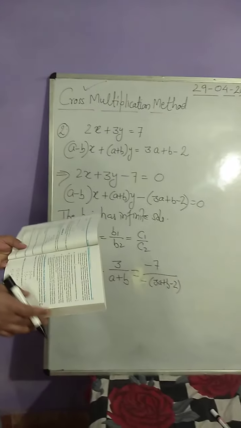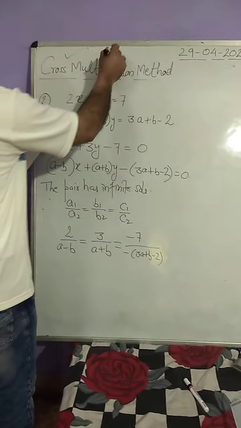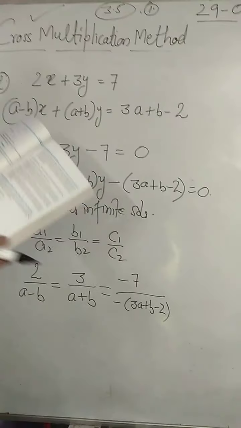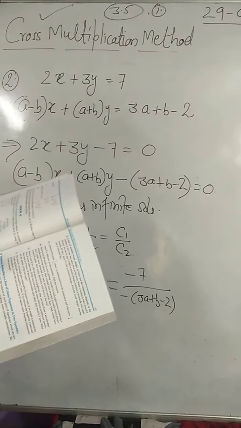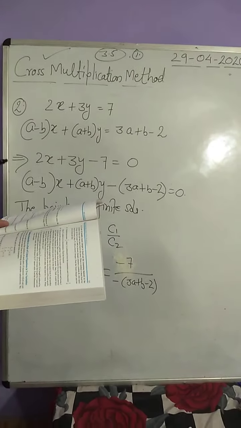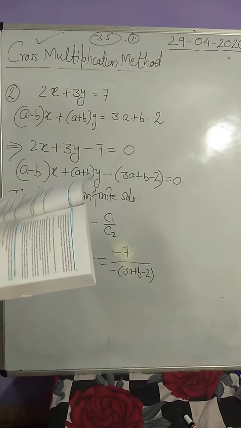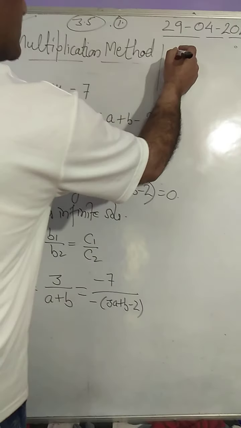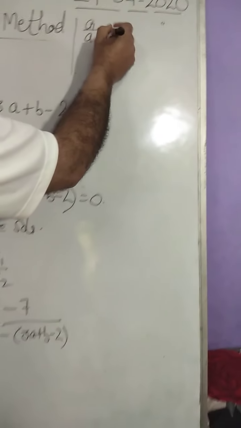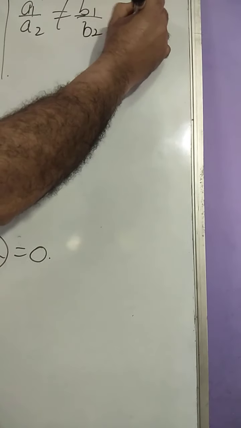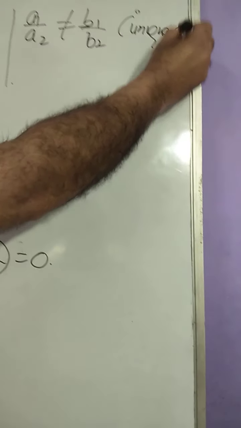Now we'll discuss question number 1 of exercise 3.5. The question is: which of the following pairs of linear equations has a unique solution, no solution, or infinitely many solutions? How do we know which type of solution the pair has? Remember those ratios. If a1 over a2 is not equal to b1 over b2, you know the pair has which type of solution? Unique solution.